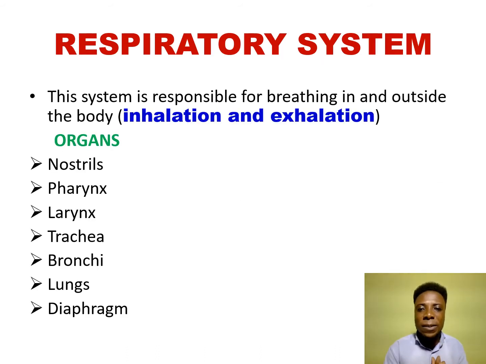Let's talk about the first system in humans. We are talking about the seven basic systems in humans. We have other systems, but we are not going to talk about them. One, let's talk about the respiratory system. This system is responsible for breathing in and out of the body. If we breathe in air, we call it inhalation. When we breathe out, we call it exhalation. So let's breathe in.